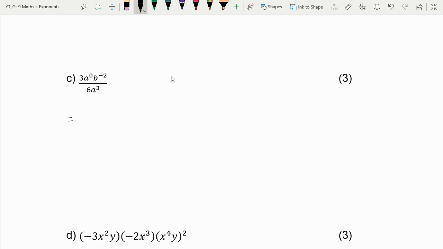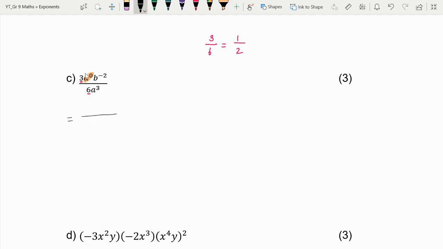Over here, let's see. Compared to the previous one, this one seems pretty good. There I've got a to the power of 0 that I immediately know is just 1. And then surely we can go simplify those bases. It's still just 3 divided by 6, like you've been doing since you were in primary school. We can simplify that to a half.